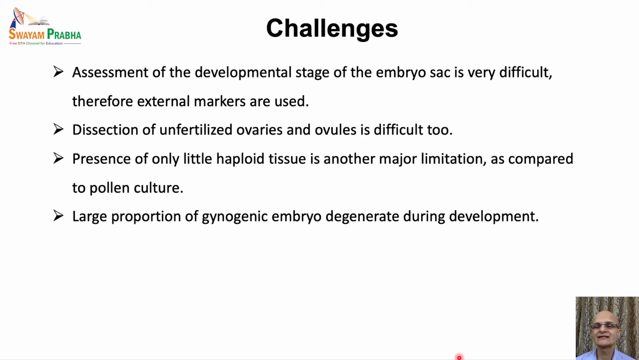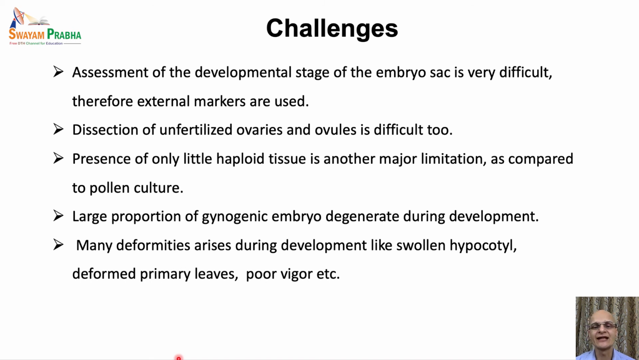One possibility is that it happens because of the expression of lethal genes in the haploid stage, whereas in normal development these are suppressed in the heterozygous form. So that's also a major challenge, that the overall number of haploid plants that reach maturity is very low.